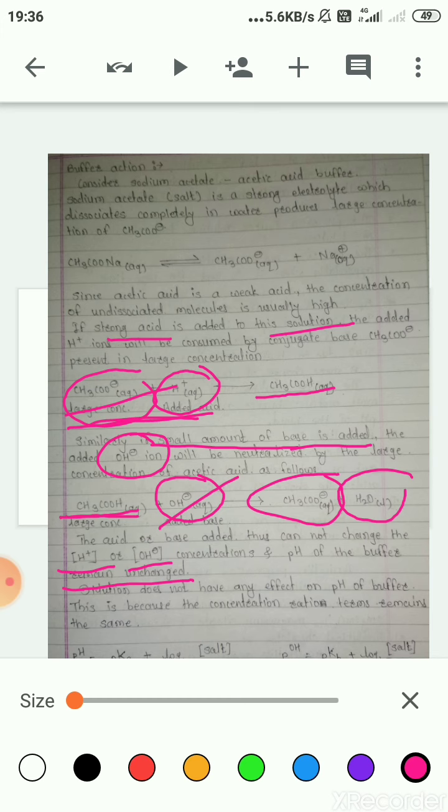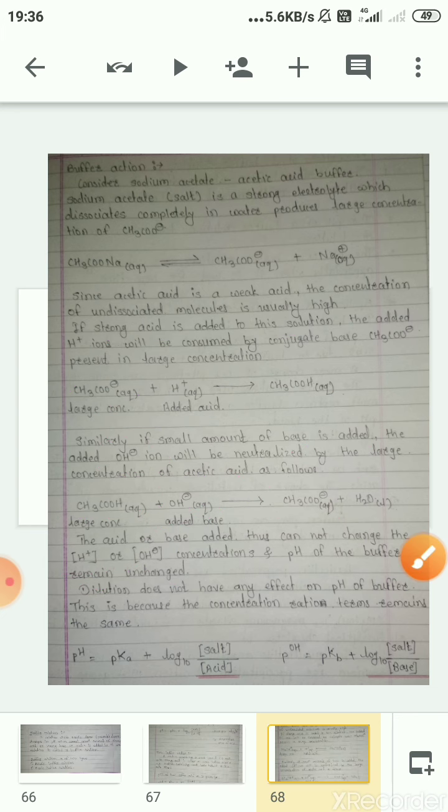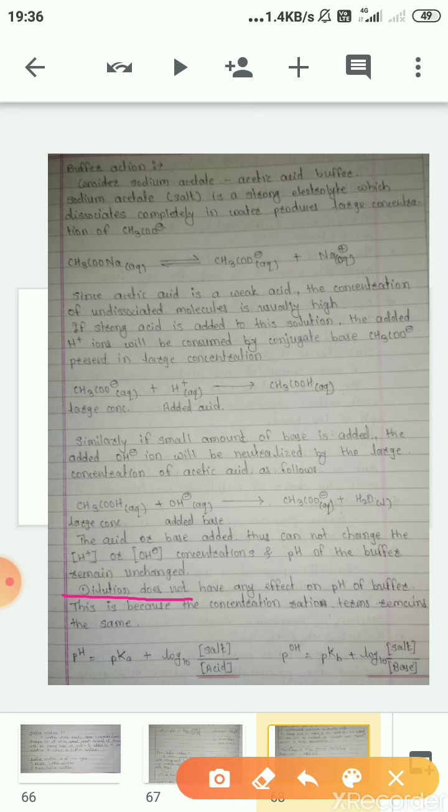In the same way, dilution also does not change the pH of buffer solution. Dilution means if we have already prepared a buffer solution and we add water to that solution, that means the addition of water does not change the pH of the solution.